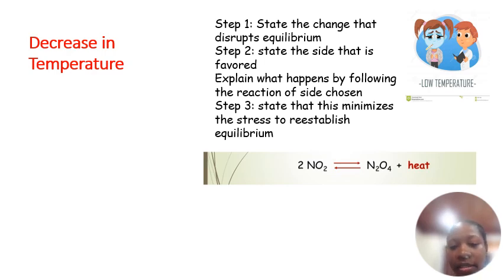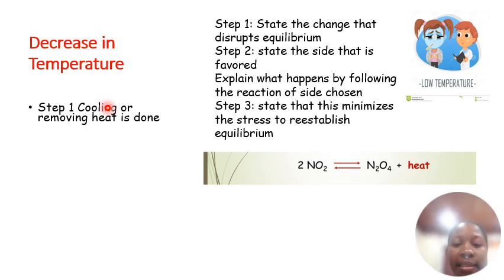Same steps, different question. According to Le Chatelier, explain the effects of decreasing the temperature now. Remember we said that heat is considered a product, so there's Mr. Heat over here on the product side. Now you need to tell me what's going to happen using your 3 steps. The first step is to state the change that disrupts equilibrium: temperature is decreased. Removing heat or cooling, temperature is decreased.